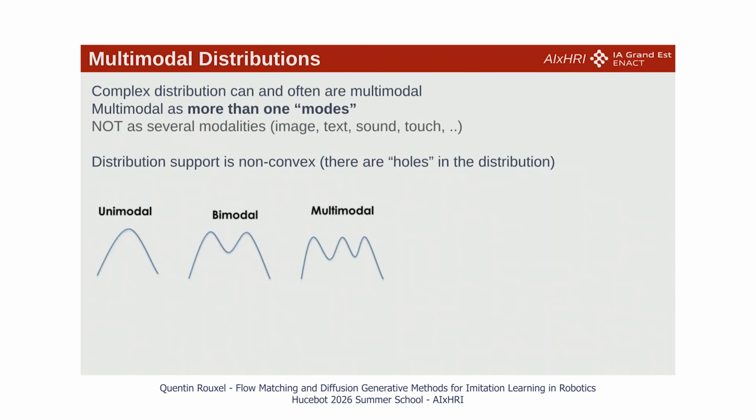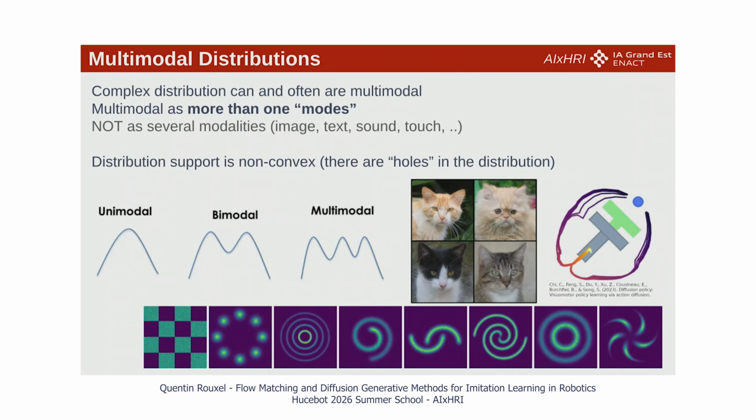A very important property we need to understand is multimodality. Mostly, complex distributions are multimodal. By multimodal, it's a question of vocabulary, I don't mean several modalities, like different image, text, sound, or touch. I mean different modes in the probability distribution. Typically, a Gaussian is a unimodal distribution, and we can have bimodal and multimodal distributions. The point that I wanted to make is that many of the interesting complex distributions we are talking about are multimodal in the sense that the support is non-convex.